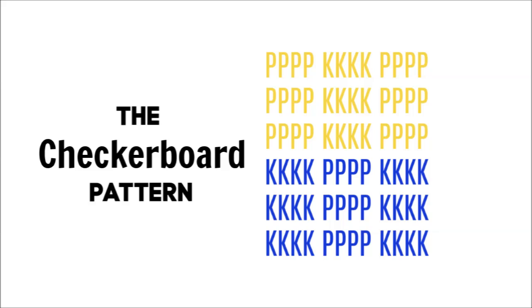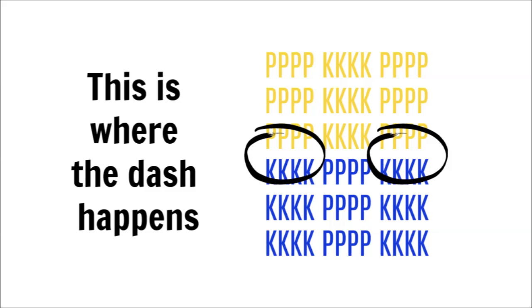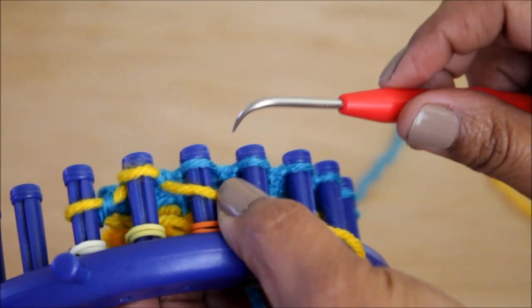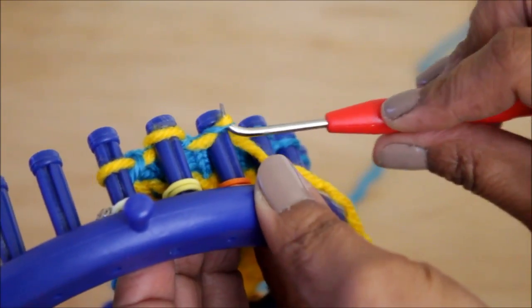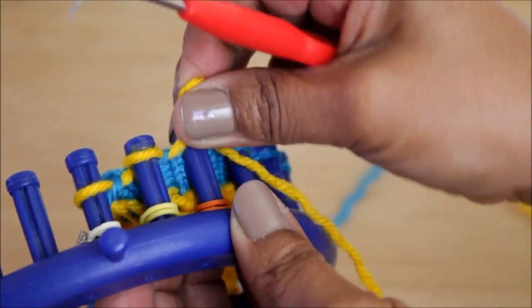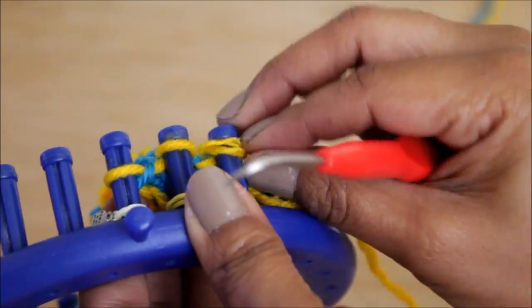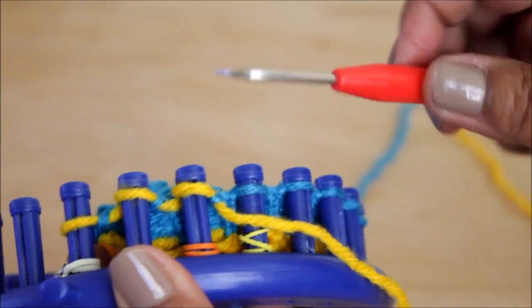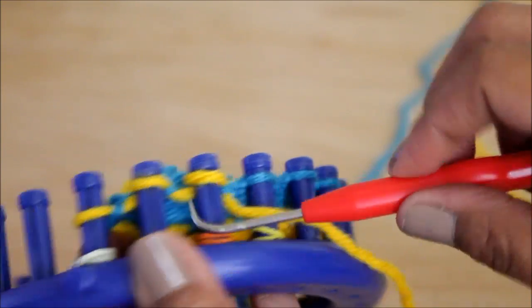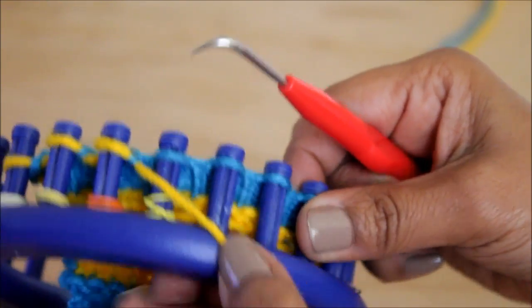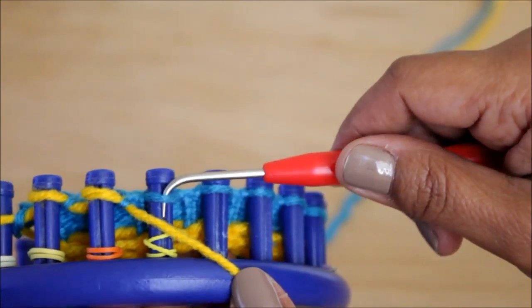Here's a visual of the checkerboard pattern, which is made up of knits and purls. Your problem comes right here when you're switching the color and you're flipping your stitches. So when you're going from knit to purl, I want you to notice that right here between your stitches is that dash, because the purl sits on top of or in front of your knit stitch.